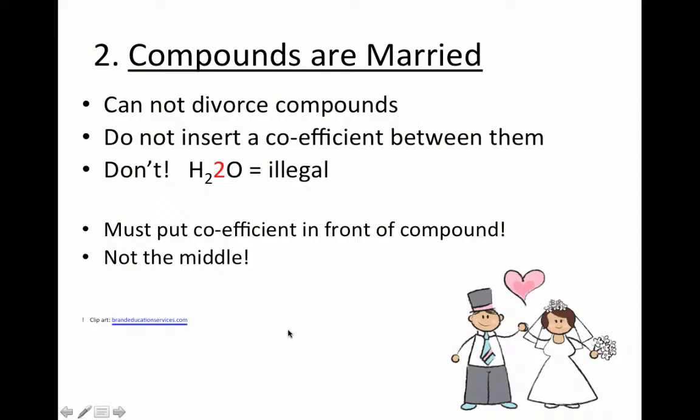And when compounds are married, you are not allowed to divorce them, not under any circumstances. Divorcing them is doing this, putting a coefficient between them, shoving it between them. No can do, it is illegal, can't do it. You must put the coefficient in front of the compound no matter how much it messes up your count. Must do that, never in the middle.